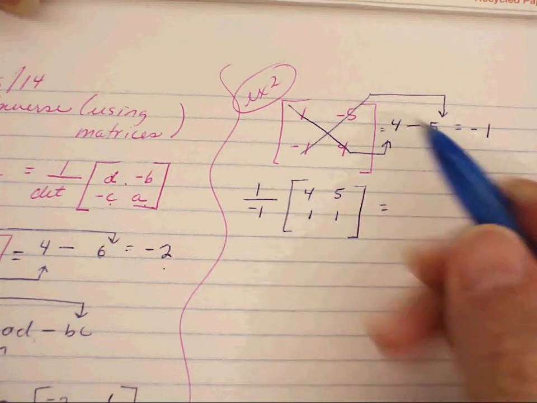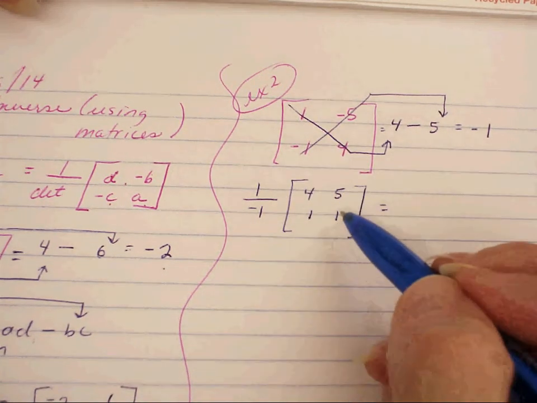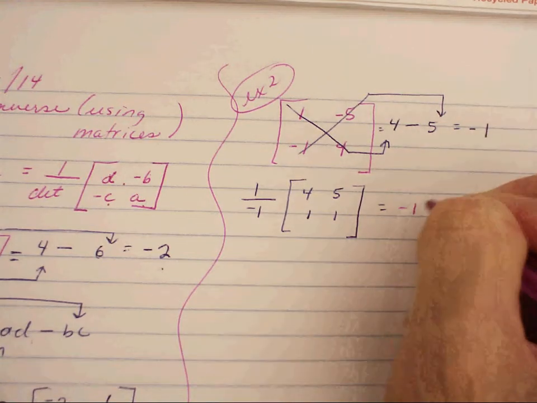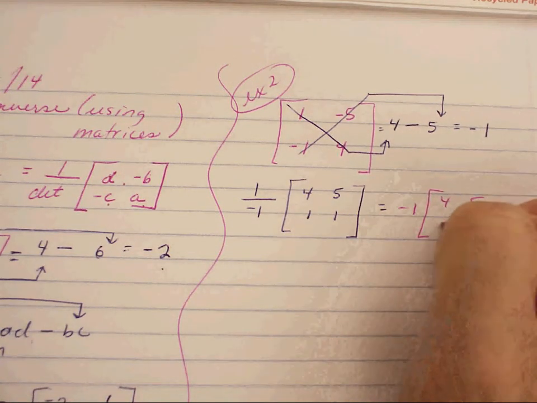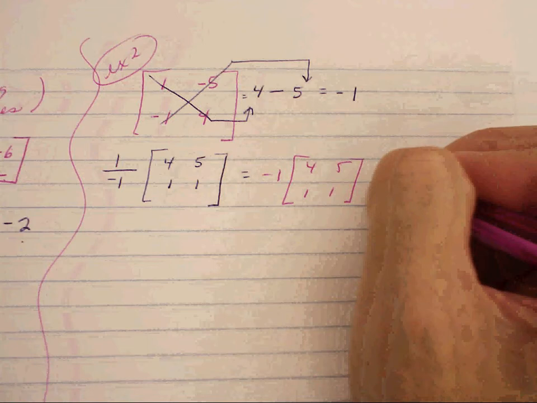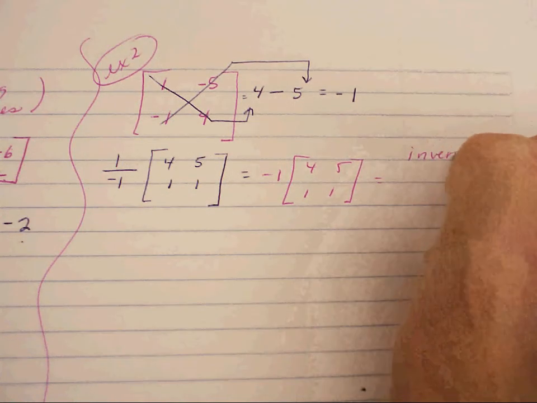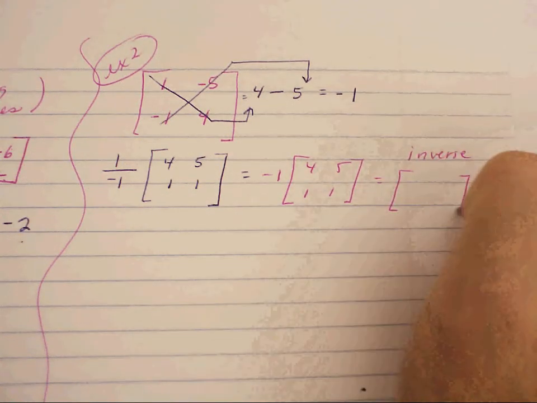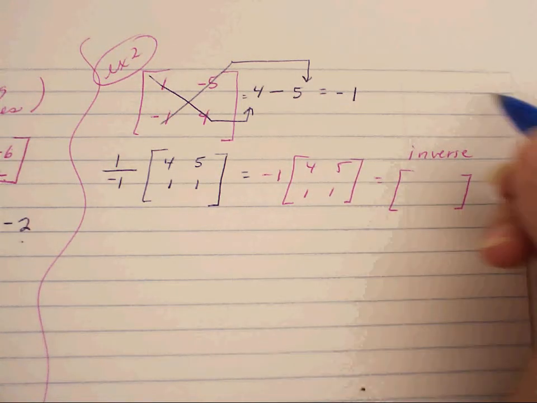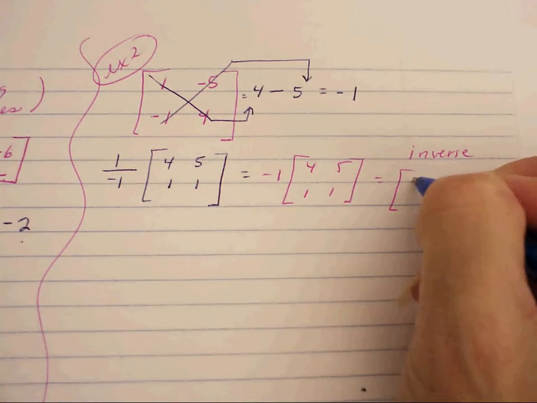My formula is 1 over the determinant times A and D switch places, B and C change signs. And I literally talk to myself when I do these problems. I say A and D switch places, B and C change signs. Now, what's the next thing you want to do, Tate? Yeah. Simplify if you can your fraction. 1 divided by -1 is -1.